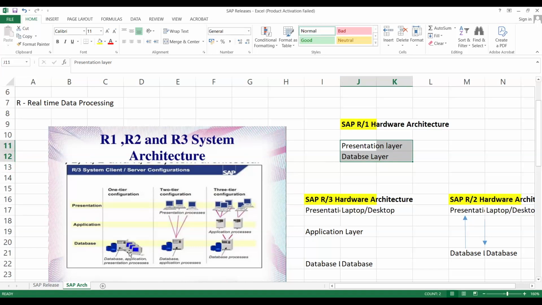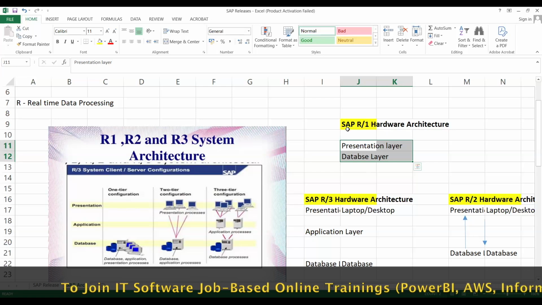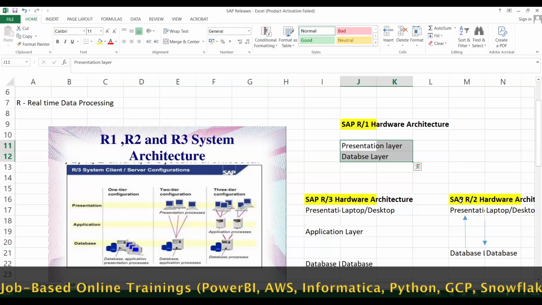Same way, when the first server architecture was introduced by SAP, their presentation layer and database layer were a single one. That is, only one machine was there and the machine had its own space wherein the data was getting stored. So the presentation and database layer were one and the same. That's why they used to call it SAP R1 hardware architecture. Okay. After a few years, SAP introduced SAP R2 hardware architecture.